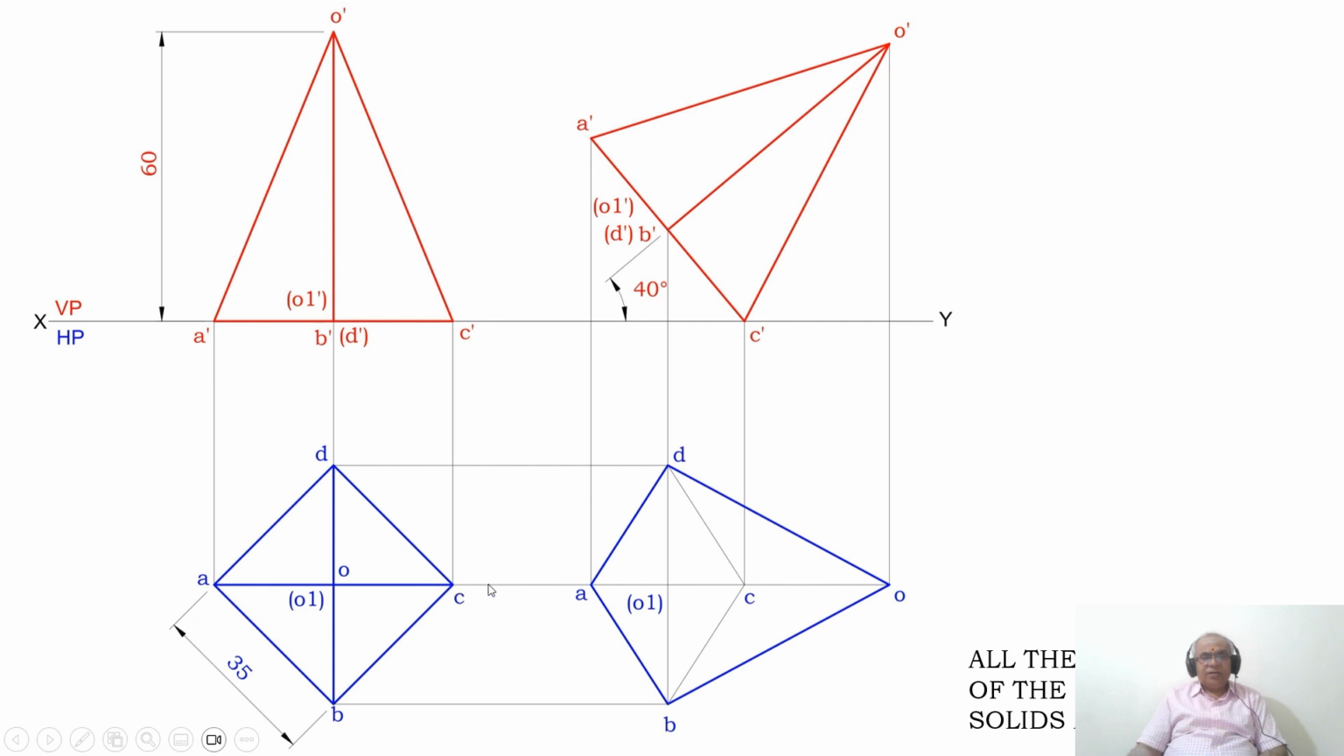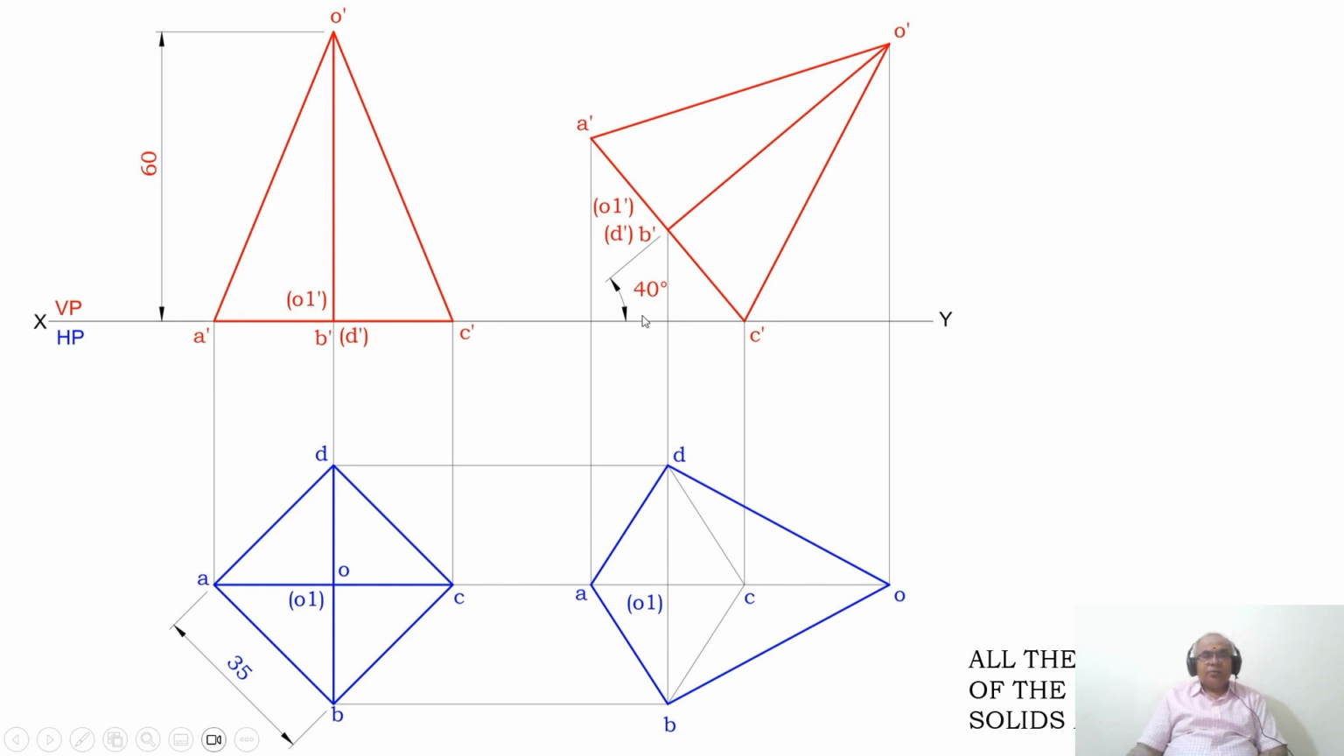Then draw horizontal projectors from these points such that these four lines, that is A dash, O1 dash, C dash and O dash, will intersect the vertical projectors. Then you mark this point as A, and similarly when you are projecting from here, it is O1 in bracket. Then draw a vertical projector from C to the intersection at this C, and similarly from O dash it will be O.